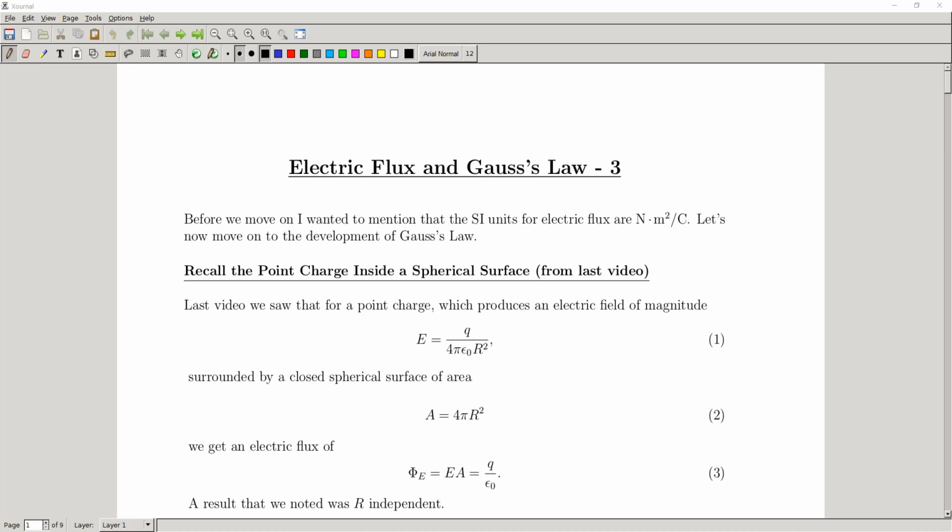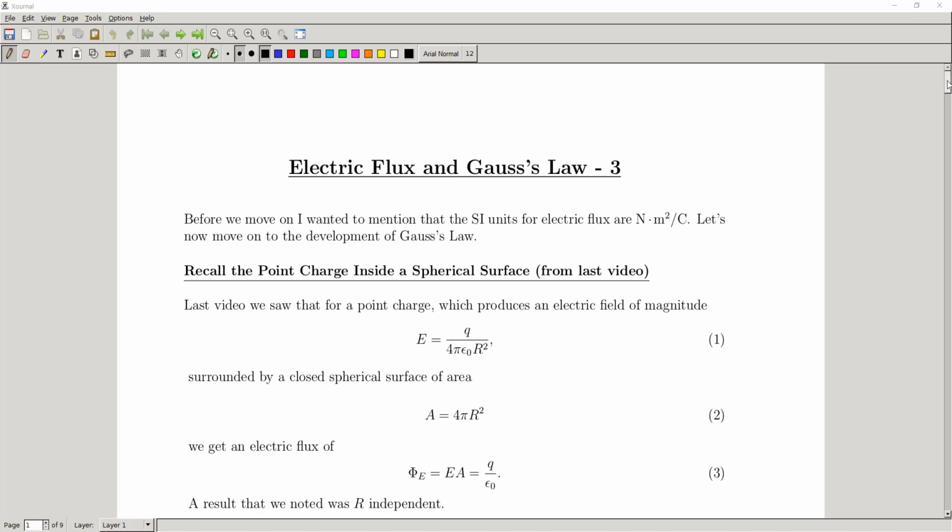because that's its most useful application. Okay. So before I get started, I wanted to mention that the SI units for electric flux are Newton meters squared per Coulomb. You're not really going to usually calculate flux too much. I mean, you may be asked to, so it's useful to know what units you're looking for. But generally speaking, you're not going to calculate an electric flux, and we'll see why that is in a little bit here.